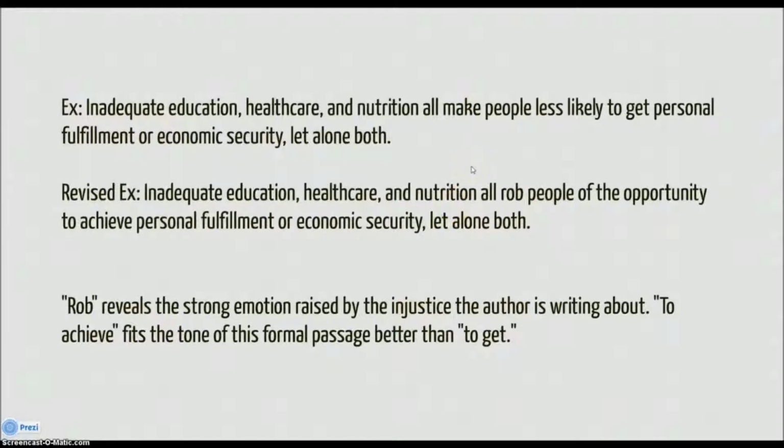So let's look at this last little bit here, right? We have "inadequate education, healthcare, all of these things make people less likely." Well, the idea that we're trying to convey is that these things rob people of the opportunity. This is a lot stronger language, and it gives the reader a chance to see how the writer feels about the topic, and that's another thing that strong verbs will do for you. They will give you a sense of your opinion towards things, because "make people less likely," "rob people of the opportunity," that's some serious opinionated language.